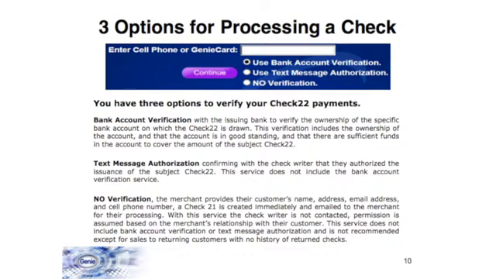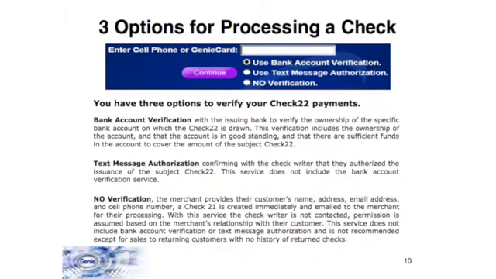You have 3 options to verify your Check 22 payments. Bank account verification with the issuing bank to verify the ownership of the specific bank account on which the Check 22 is drawn. This verification includes the ownership of the account and that the account is in good standing and that there are sufficient funds in the account to cover the amount of the subject Check 22. Text message authorization, confirming with the check writer that they authorized the issuance of the subject check 22. This service does not include the bank account verification service.